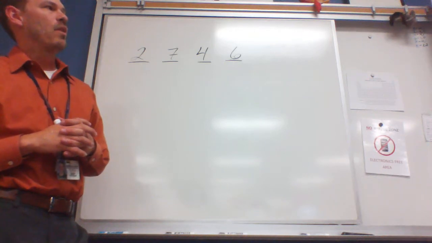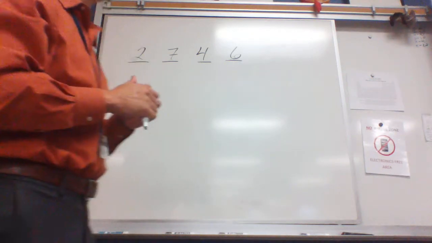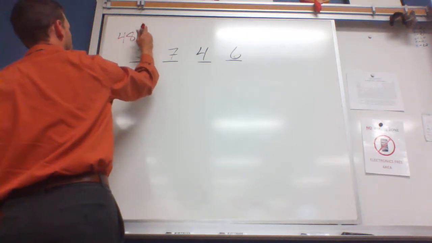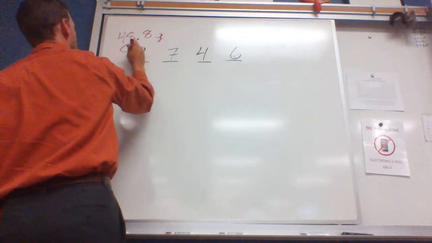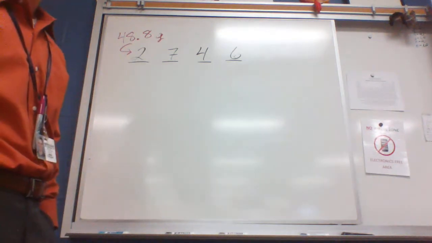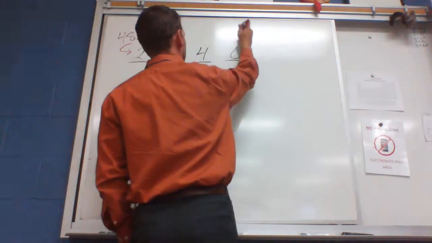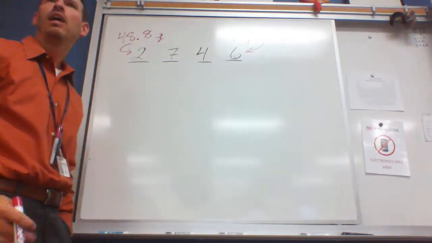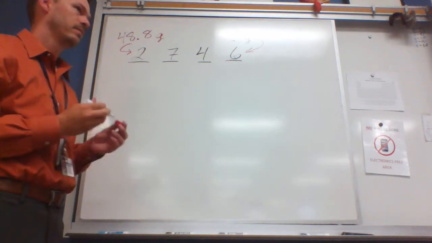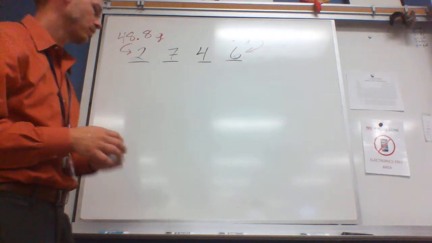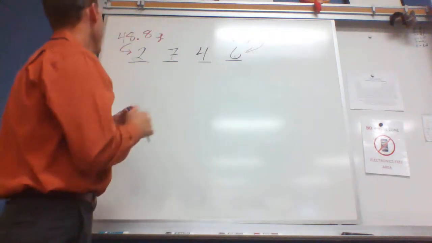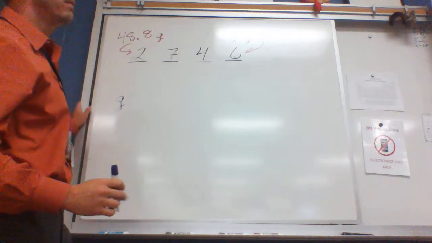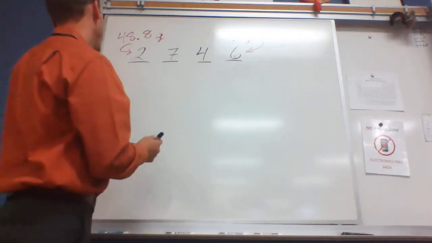All right, so the stoichiometry, here's what it gave us. It gave us 48.8 grams of this guy, the ethane, and it wants to know how many grams of him, the water, is going to form. If you remember, we're always going to be starting with the given information, in this case, grams of C2H6.